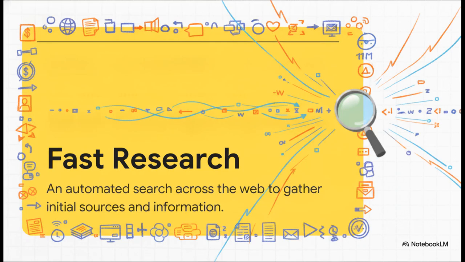So what exactly is fast research? Well, it's an automated tool that searches across the web to rapidly gather initial information and sources on a chosen topic. And let me tell you, the sheer speed of this thing is just wild to watch. The goal here isn't just to find a couple of quick links on page 1 of a search engine. It's actually designed to completely blanket the web, pulling in this massive array of initial sources and data points. That way you have a comprehensive foundation to work from almost instantaneously.